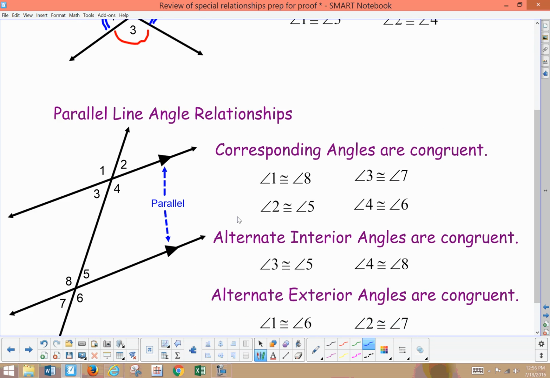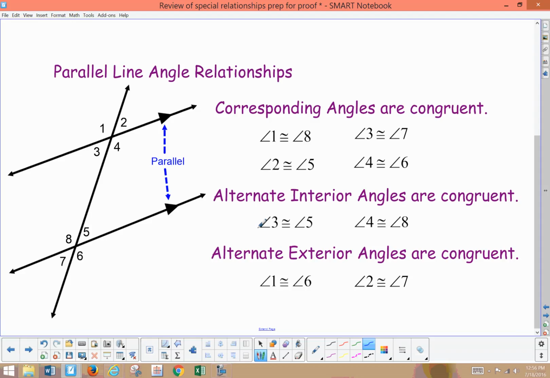We also learned about the angles that are created when we have parallel lines. When we have parallel lines, there are certain angles that are congruent.